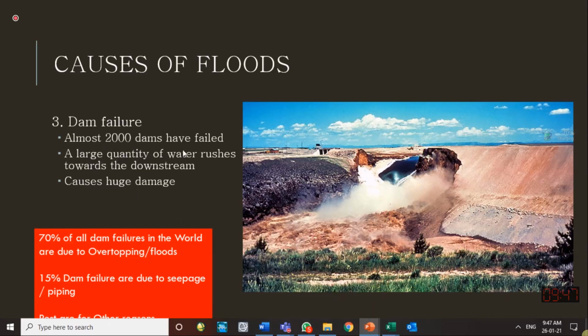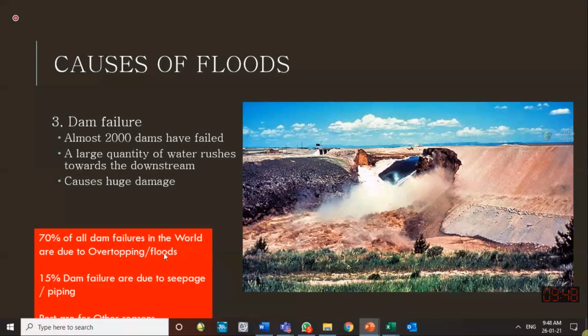All around the world, more than 2,000 dams have failed. A large quantity of water rushes. So this is one of the catastrophic or very damaging events which occur, and we have to design the dam so that it should not fail. And we should also be ready for such an event because our knowledge is not perfect, and sometimes there are construction deficiencies also. Both can cause a dam failure, and we should be ready for that through dam break studies already done.